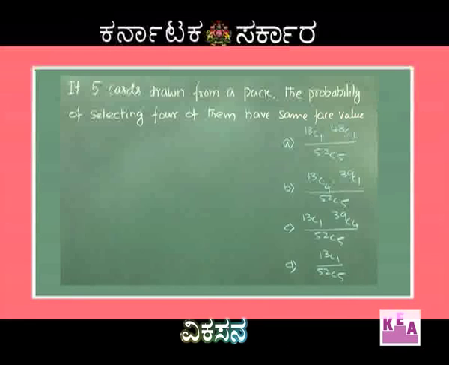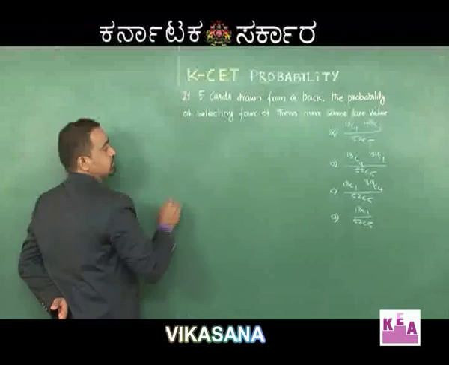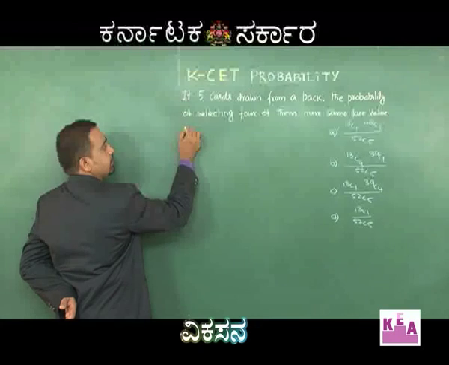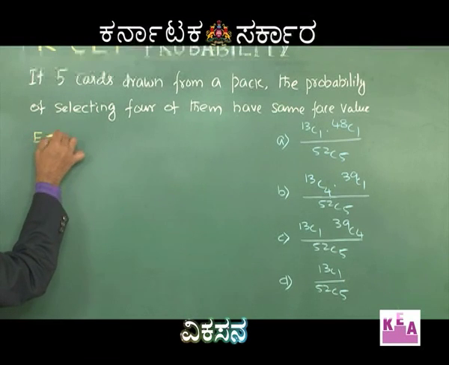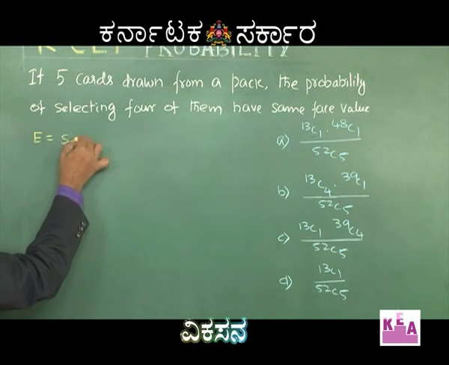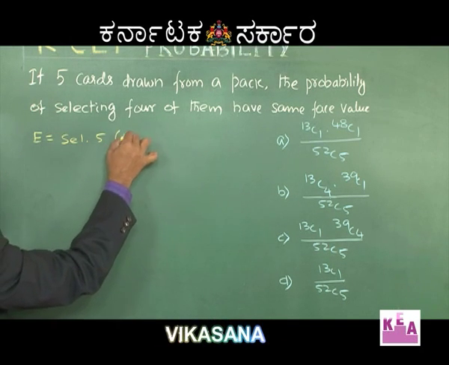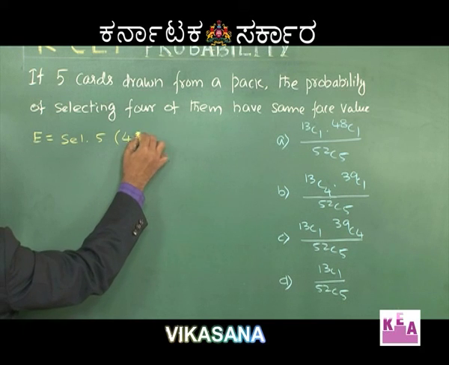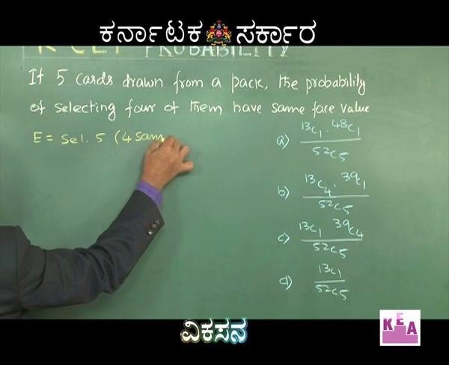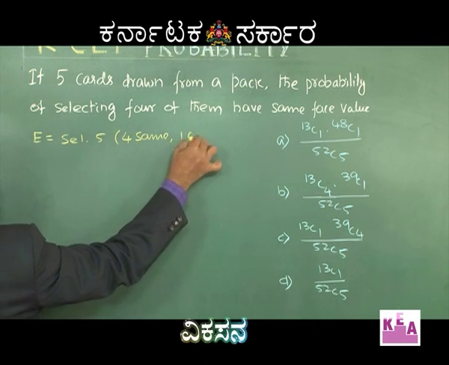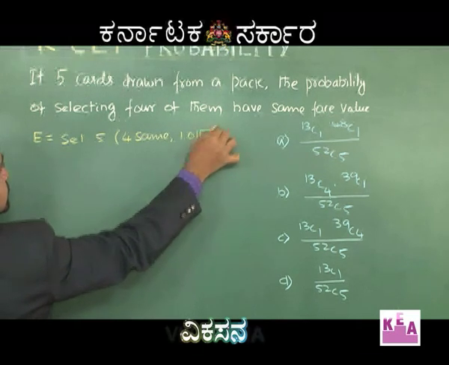Dear students, here they have asked the probability of selecting 4 of them with the same face value, so I am writing the event. The event E is: in the selected 5 cards, 4 will have the same face value and the remaining one is another card.